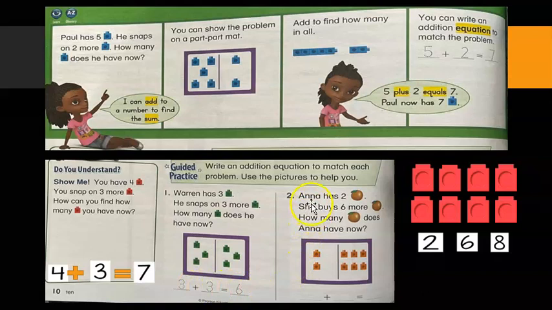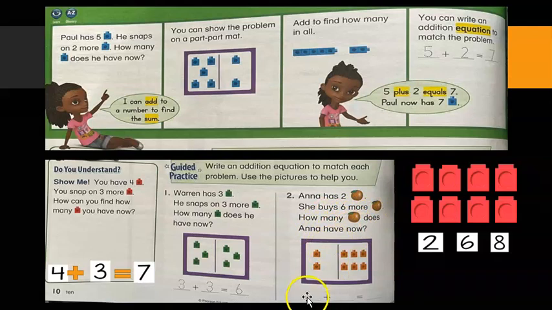Now let's come here to this next problem. It says, Anna has 2 red apples. Or let's just say cubes because there's cubes here. Anna has 2 red cubes. So look at that. They drew it out for you. There's 2 cubes right here in front. Then it says, she buys 6 more red cubes. So look at that. They put 6 here for you. 1, 2, 3, 4, 5, 6. How many red cubes does Anna have now?